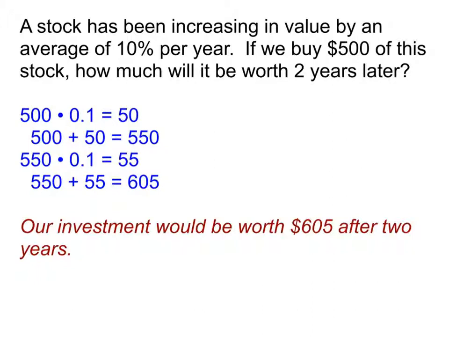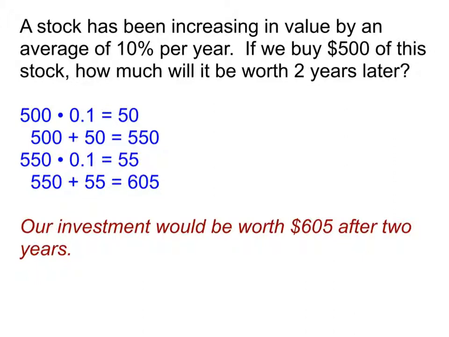But for the next year, I have to figure out what 10% is of the 550. Because notice it's not just $50 every year. That amount changes. In fact, the second year, you can see we get $55. And so then I take what I had at the start of the year, the 550, and I add the 55 to that. And so we would end up that year with $605. And so we can do this for 2 years. Okay, fairly straightforward, I hope, here.